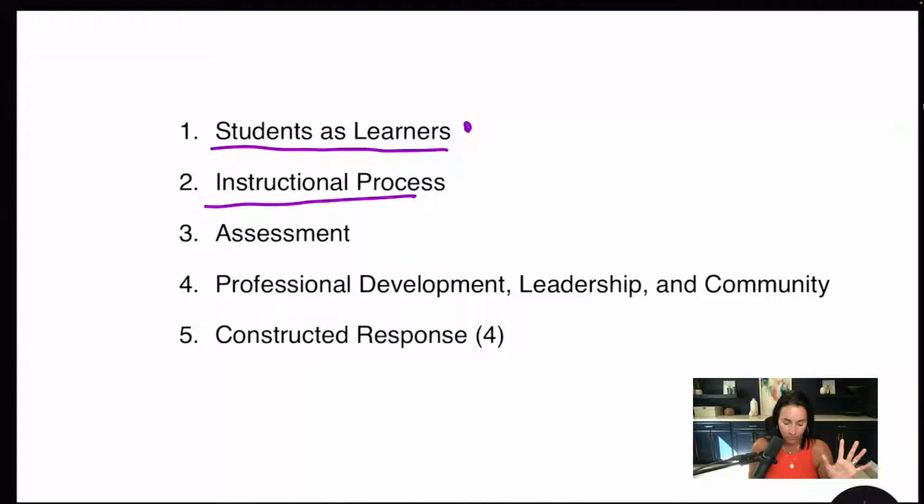I'm just giving you an overview right now. The third one is assessment. Huge when it comes to teaching. We are using assessment to collect quantitative and qualitative data, and we're using that data to make instructional decisions.